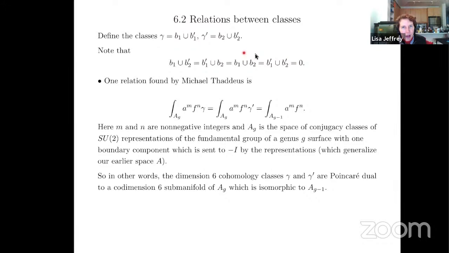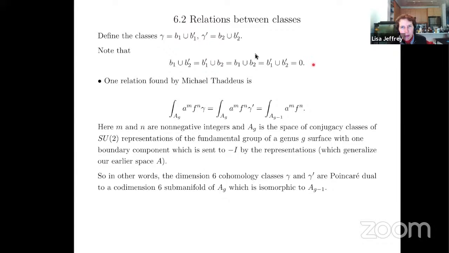Note that in this situation, these classes that I wrote down are non-zero. All the other choices of products are 0. And that again has to do with which one cycles intersect in the two manifold.